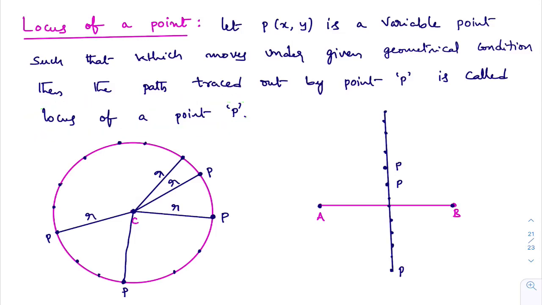Okay. So in other words, we can give the definition of the locus of a point like this also. The set of all points in a plane which satisfies a given geometrical condition is called the locus of a point. I hope you understand this class. In the next class, we will learn how to find the equation for the locus of a point.